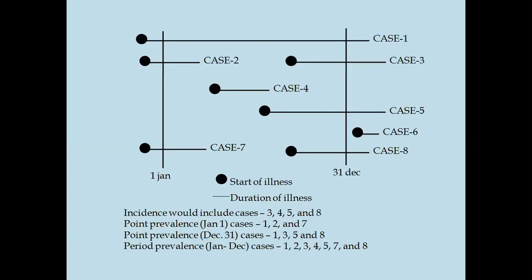In this image, you can understand it well. This is period prevalence and point prevalence. Here it is a period. Point prevalence, case 2, case 1, case 2, case 3, case 4, case 5, 6, 7, 8. Here it is calculated from 1st January to 31st December, meaning a 1 year duration.